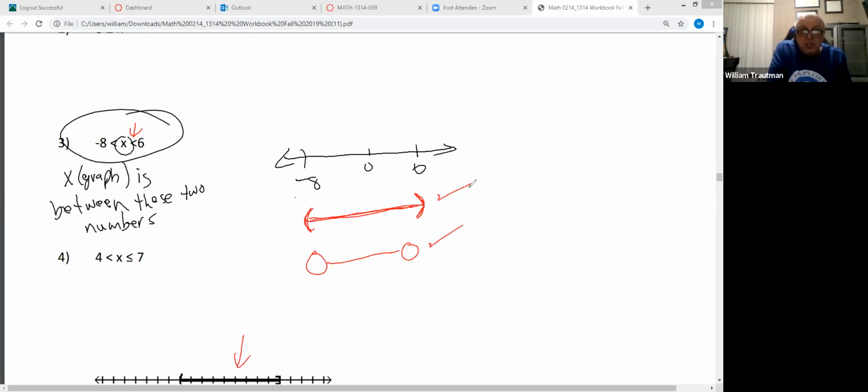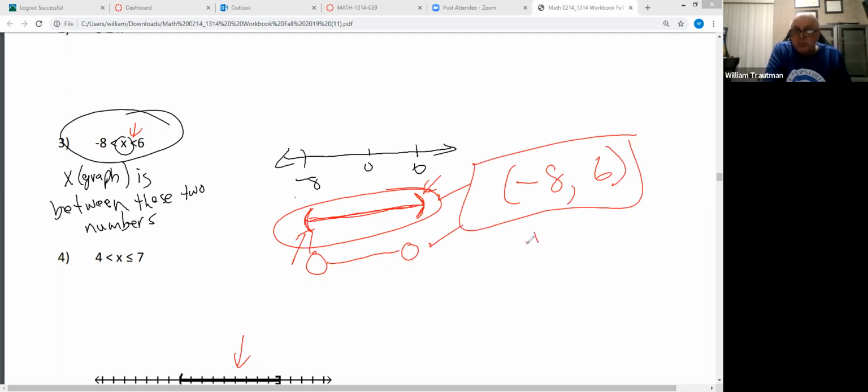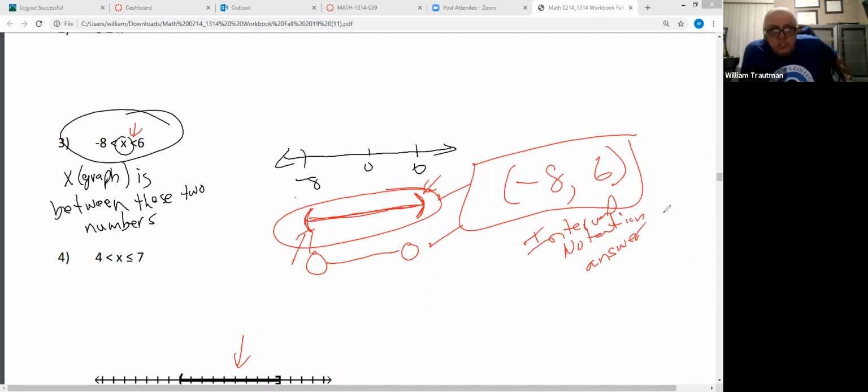This is the other. So the interval notation: the far left number is -8. The far right number is 6. And you always use whatever parentheses or brackets when you do interval, and they're both parentheses because they don't equal. This is the interval notation answer.